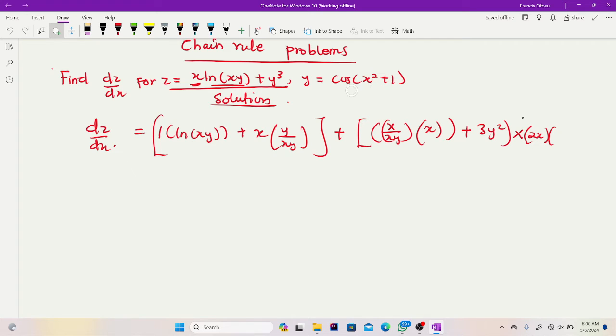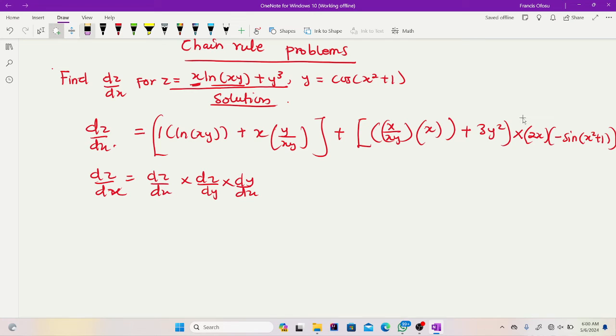Multiplying the derivative of the entire function, that would be negative sine of x squared plus 1. So now, obviously, the dz/dx is set equal to dz/dy multiplying dy/dx, right? So now, to get dz/dx, it is either by what, dz/dx multiplied by what.